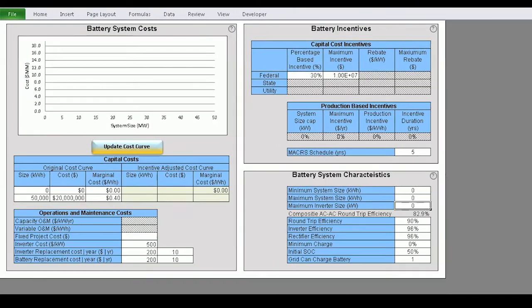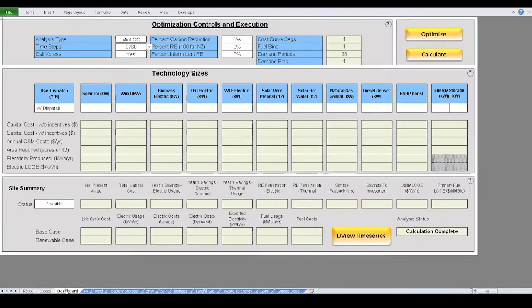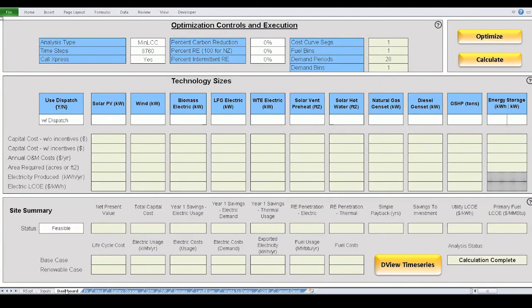Now that we have entered the inputs and verified the technology characteristics, we'll go to the Dashboard tab to run the analysis. This site is interested in identifying renewable energy technologies that will reduce their cost of energy compared to what they're paying their utility. Therefore, we'll set the optimization objective to min LCC, which means we will minimize the life cycle cost of energy over the analysis period. We set the resolution of the analysis here.